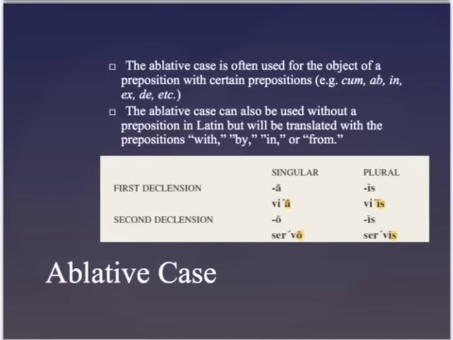The next case we're going to learn is the ablative case. This is often used for the object of a preposition, for specific prepositions like cum, which means with, ob, which means by or away from, in, which means in or on, ex, out of, de, down from or about. The ablative case can also be used without a preposition in Latin, but will be translated with the prepositions with, by, in, or from in English.